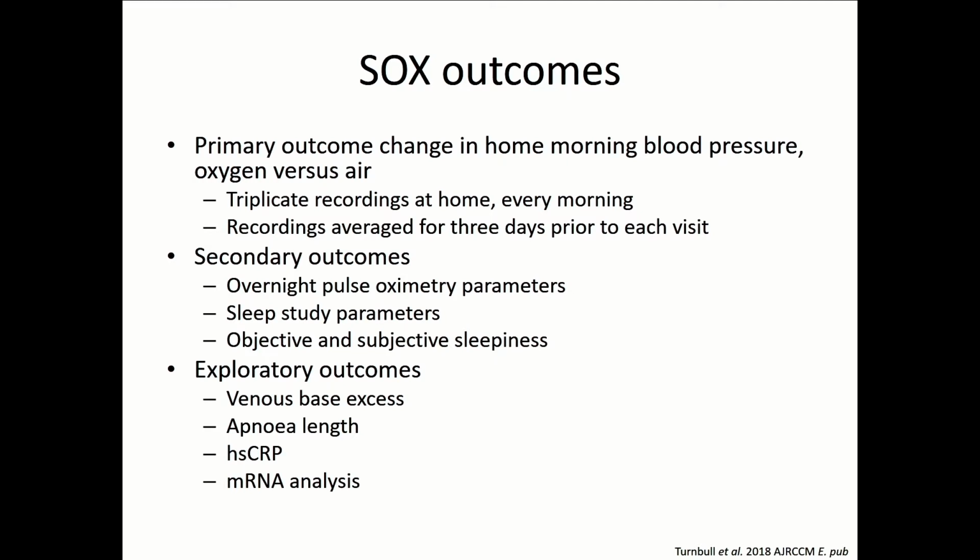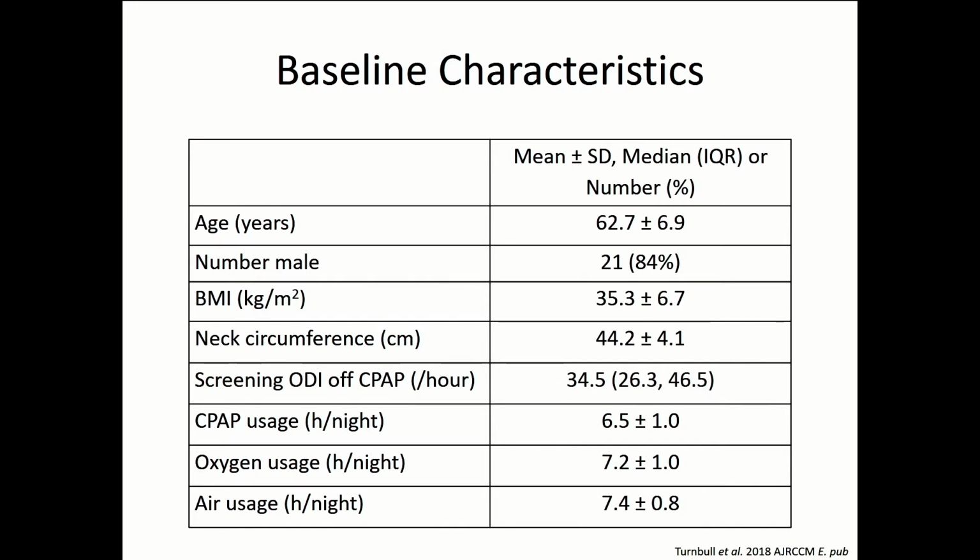We did this by looking at blood pressure in triplicate in the days prior to each visit. And we had a number of secondary and exploratory outcome measures, including the effect on pulse oximetry, sleep parameters, sleepiness, and exploratory parameters including venous base excess as a marker of daytime hypercapnia, apnea length, and some more exploratory analyses relating to inflammation. We recruited fairly typical patients for obstructive sleep apnea, so in their 60s, predominantly male, obese, and patients during screening had return of, on average, severe obstructive sleep apnea.